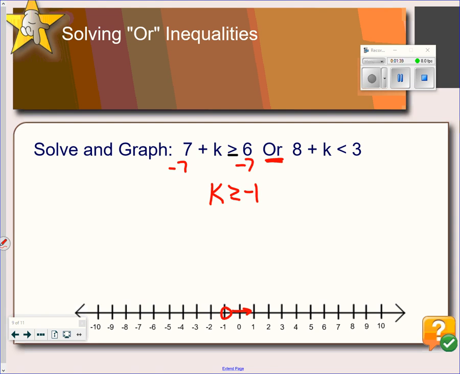In the second half of this, we subtract 8 on each side. We get k is less than -5. So it goes like this. We end up with everything outside of -5 and -1, so less than -5 or greater than -1.